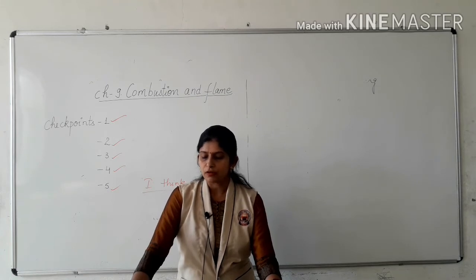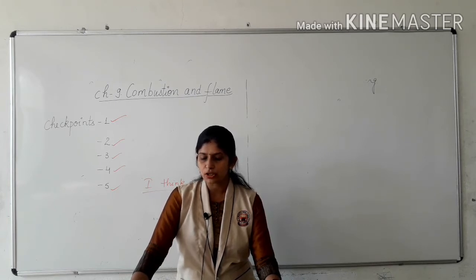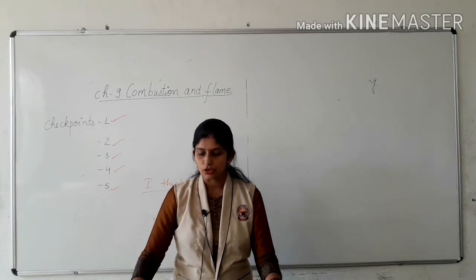Fifth, which of these fire extinguishing methods can be used to put out an oil fire? Pour water on the fire, use a soda acid fire extinguisher, use a carbon dioxide fire extinguisher, all of these. It is C, use a carbon dioxide fire extinguisher.